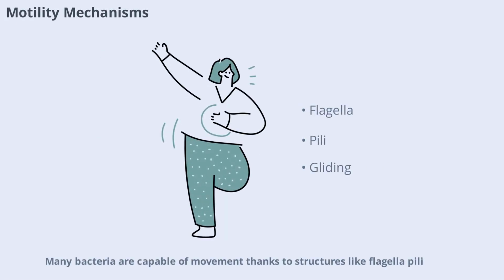Many bacteria are capable of movement, thanks to structures like flagella, pili, or even gliding mechanisms. Flagella are whip-like appendages that rotate to propel the cell.